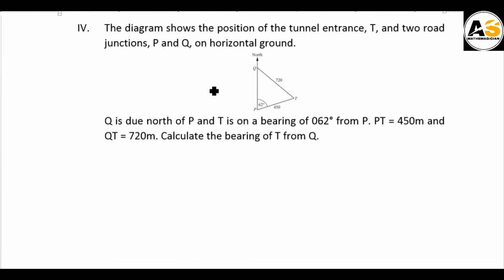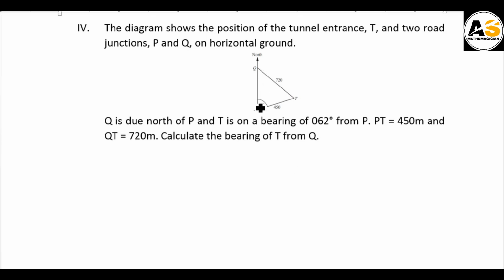The diagram shows a position of tunnel entrance T and two road junctions, P and Q. They are all on horizontal ground. Q is due north of P and T is on the bearing of 62 from P. PT is 450 meter and QT is 720 meter. We have to find the bearing of T from Q.